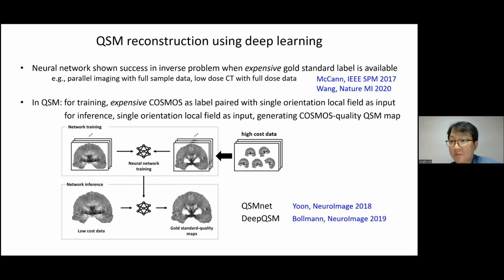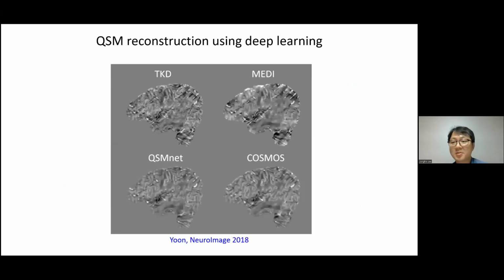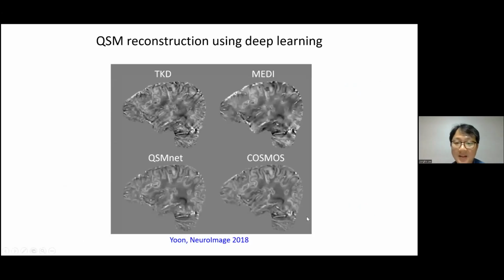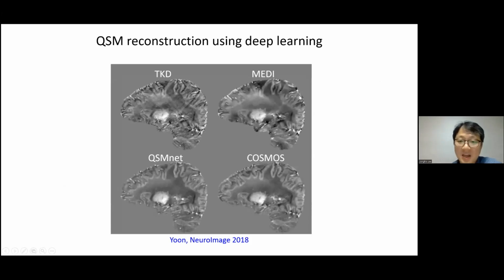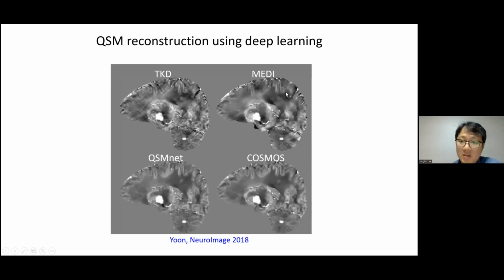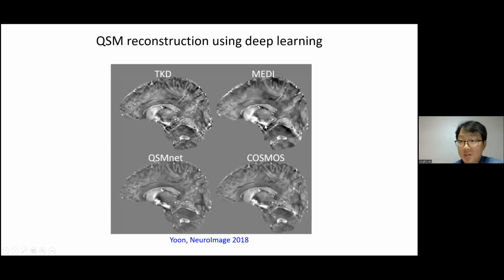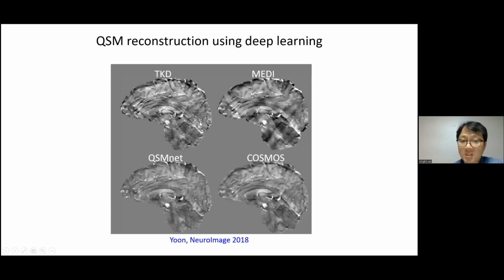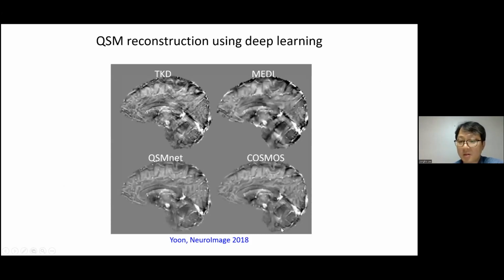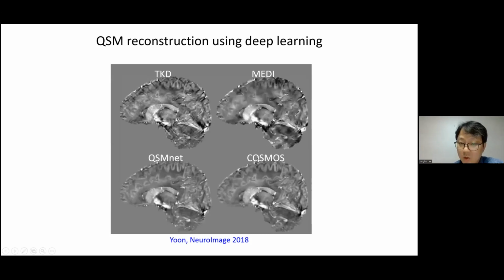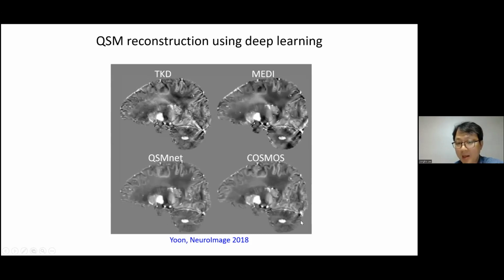And that technology from my lab is called QSMnet. And that result is quite interesting and, to some extent, exciting, because these two images in the upper row show the conventional reconstruction containing streaking artifacts at a certain angle. And that's the multi-orientation COSMOS reconstruction at the bottom right.